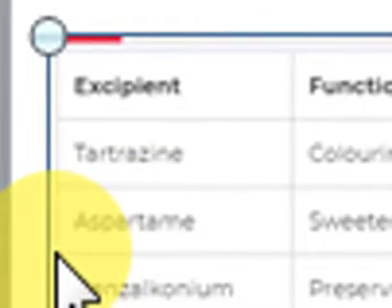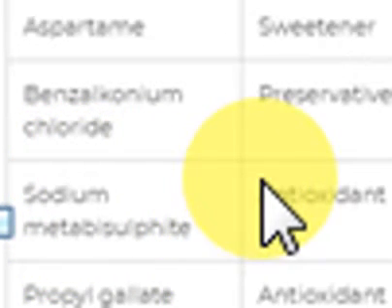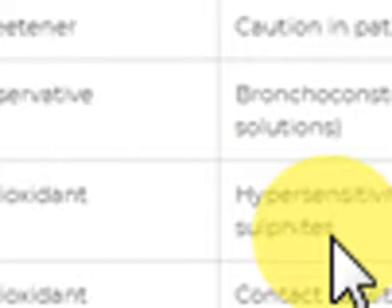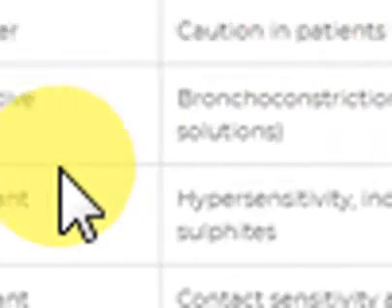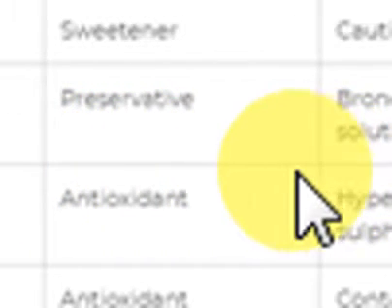We have tetrazine as a coloring agent, and that causes hypersensitivity. Then we have certain sweeteners, which also have some side effects associated with certain patients with phenylketonuria. Then we have benzylammonium chloride, which is used as a preservative. So you can see the excipients and their function, but they have the problem of bronchoconstriction.